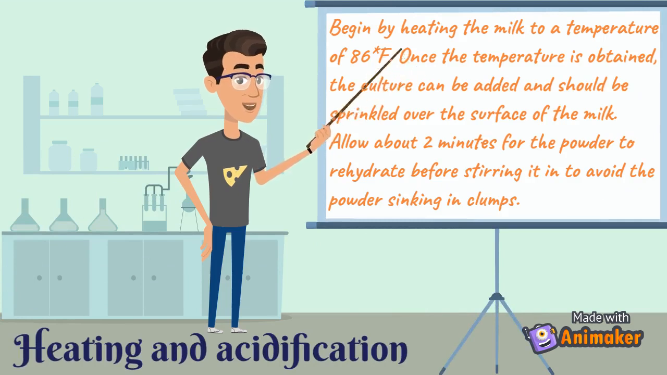Okay guys, now we can start with the cheese making process. The first step is heating and acidification. In this step, we will be heating the milk to its key temperature and acidified with cultures.